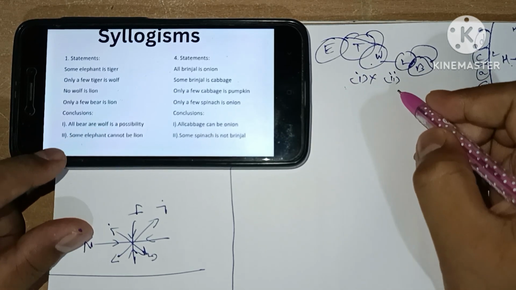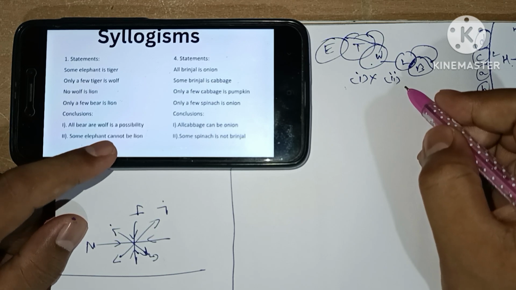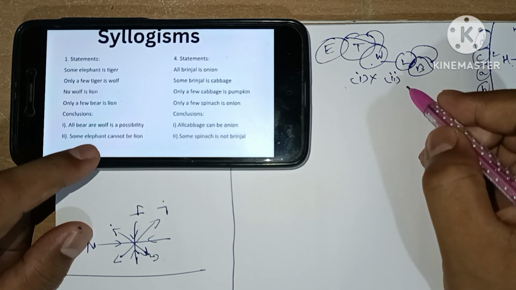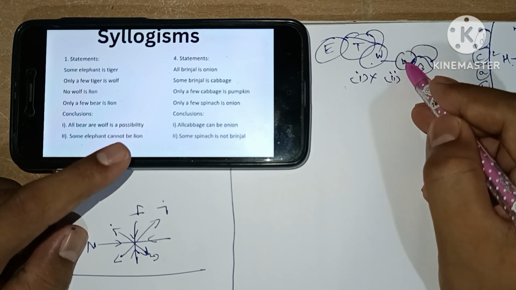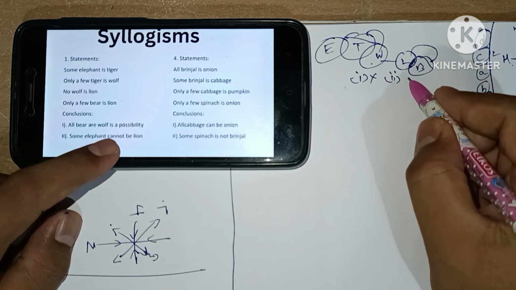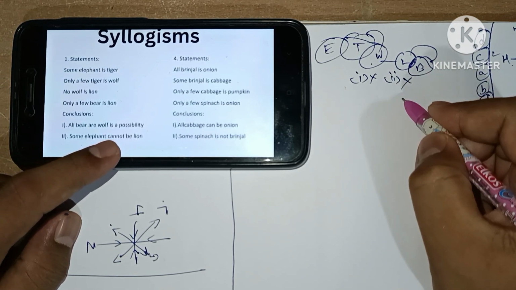Second conclusion. Some elephant cannot be. Here we see not. So we check whether all elephant can be lion. All elephant can be placed inside lion. It is possible. If the all case is possible, the some not case fails. So this conclusion will be false.